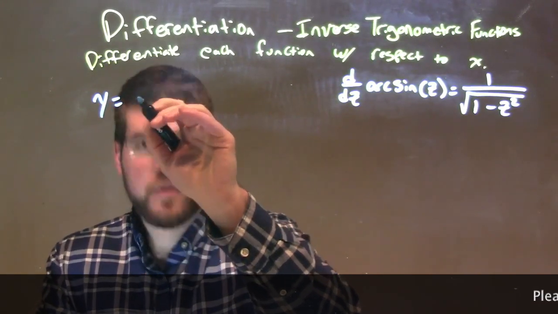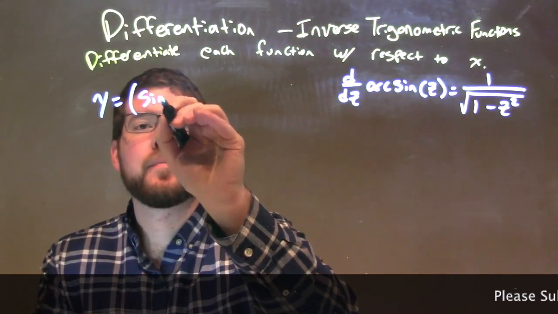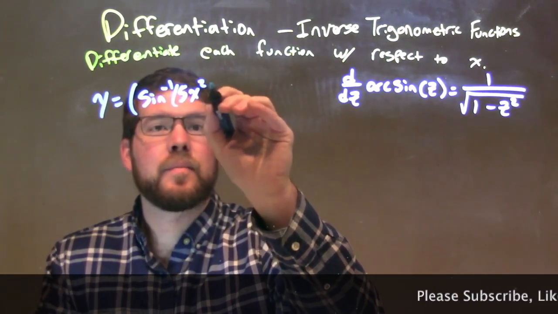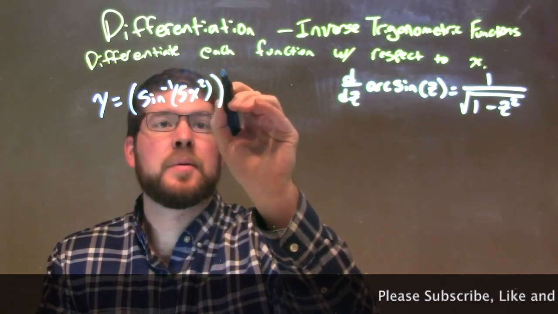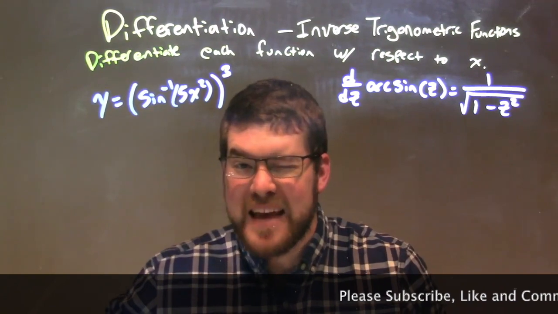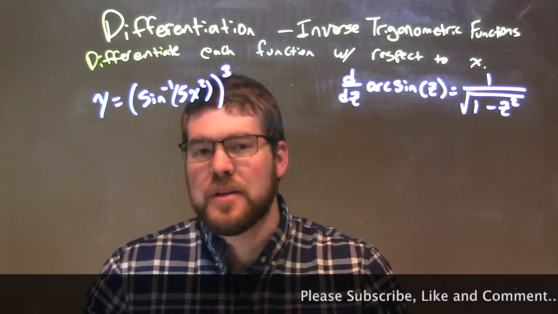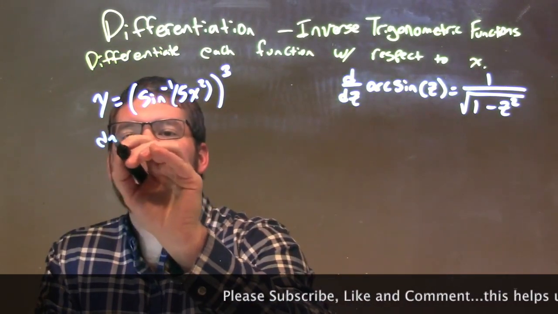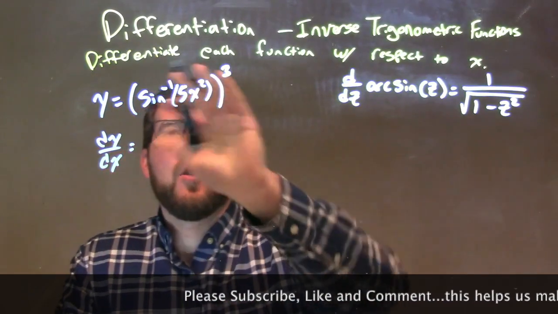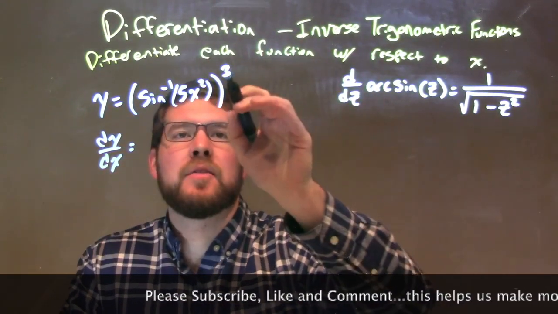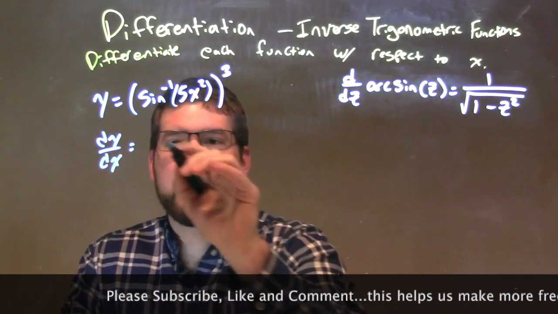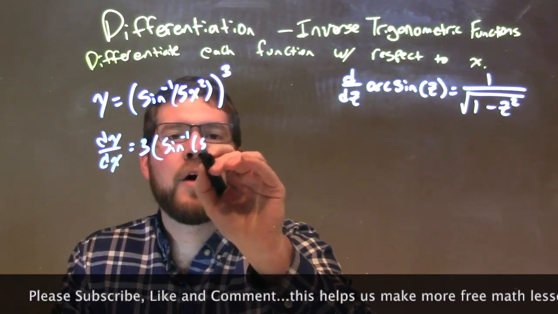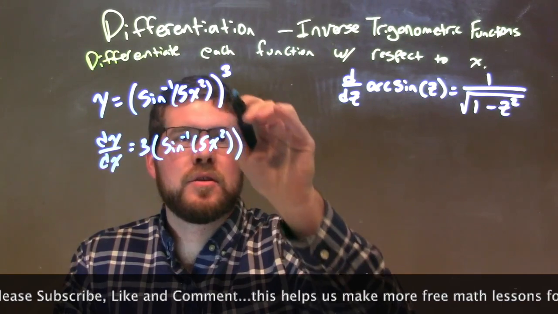Y equals parentheses arc sine of 5x squared, all of that to the 3rd power. Okay, so when I take the derivative of this, we're going to be basically using the chain rule with our trig rules, things like that. So we have dy/dx here, and we notice the outermost shell here is that 3rd power. So we're going to apply the power rule here. 3 times, keep the inside the same, arc sine of 5x squared to the 2nd power.